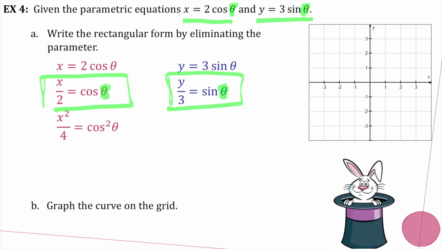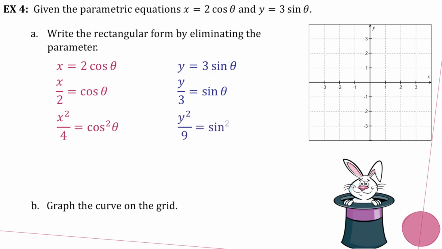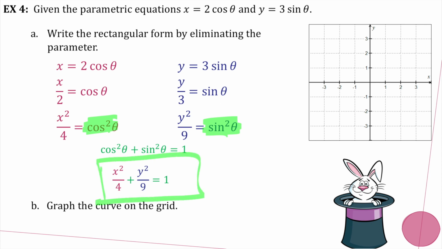What I'm going to do is square both sides of the parametric equations. Now, if you'll remember, we have this amazing trig identity that's cosine squared plus sine squared equals 1. So I've got a cosine squared here, and I've got a sine squared. So if I add those together, I get 1. And look, my theta disappeared. And I can sketch this on the grid here because that's the equation of an ellipse.